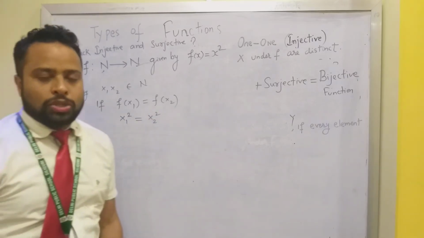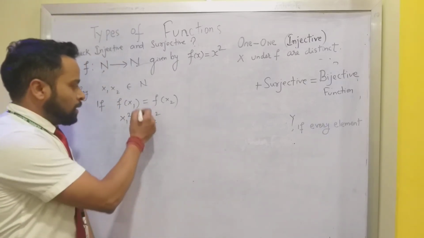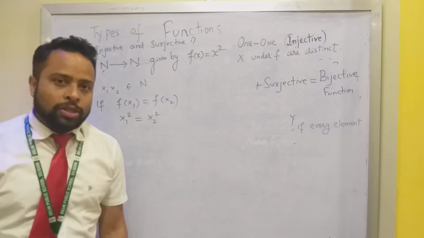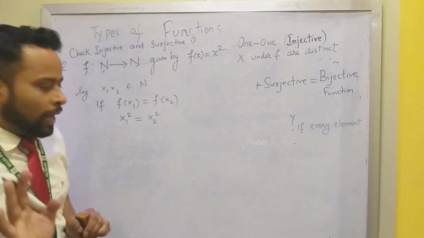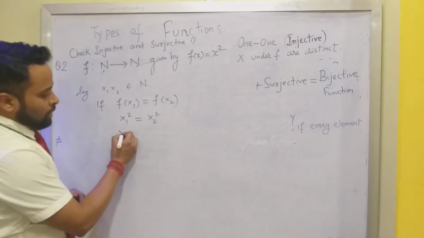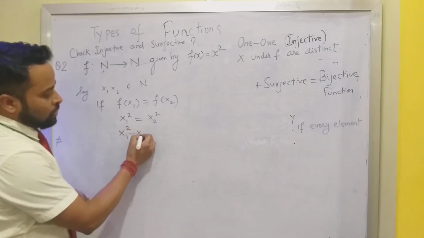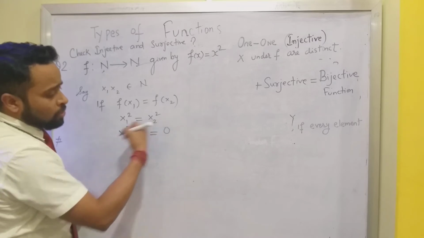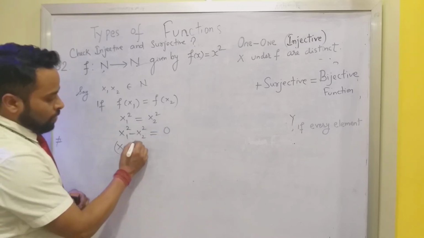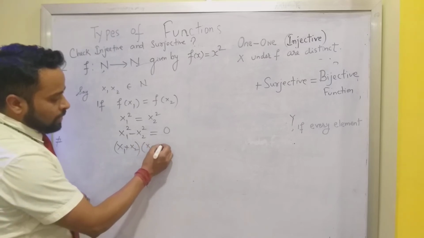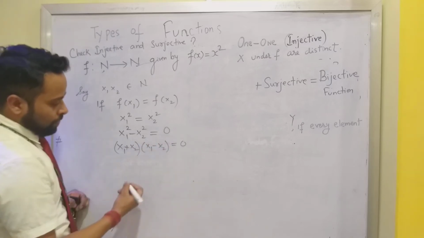Many of my great students cancel the square and say x1 equals x2, f is 1-1. Please do not do it like this. What you need to do is x1 square minus x2 square equals 0, very easy. So (x1 plus x2)(x1 minus x2) equals 0.